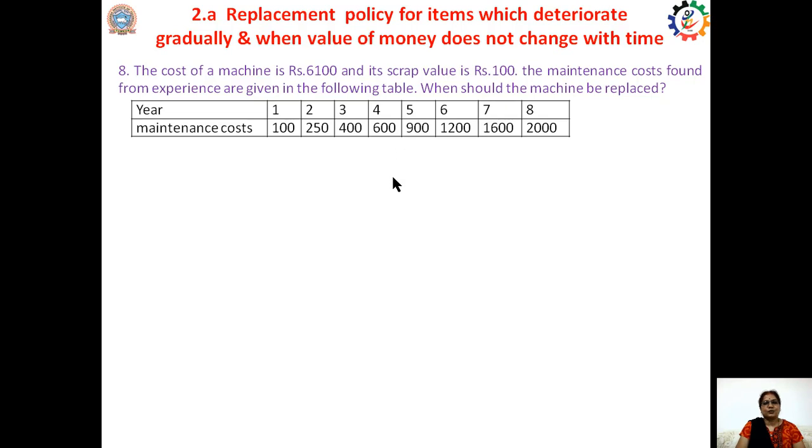So let us move on. The data is still there. Years are given here and the period wise maintenance costs are given. So let us start solving this problem.